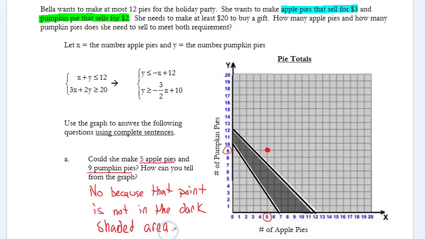If I had asked you to be more specific and state why it is not, that's when we'd have to go up here and analyze these. And we could see that 9 and 5 is 14. 14 is not less than or equal to 12. So that would make 14 pies, which is not at most 12.